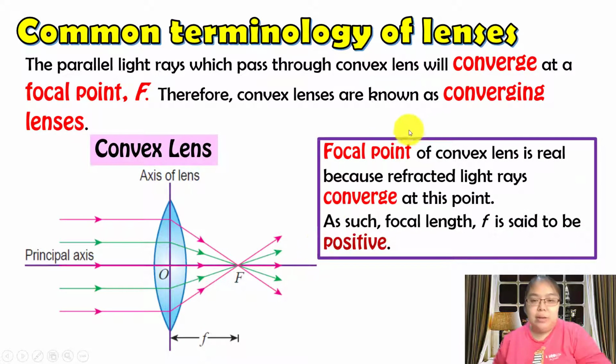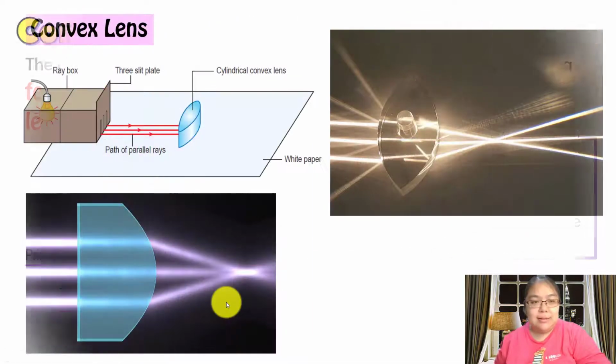Okay, now we explain. The focal point of the convex lens is real, because the refracted light rays will converge at this point. So this point is a real point that we can capture on a screen. As such, the focal length, the small f, is a positive focal length, because you can focus the image. So we take this small f as a positive length. That's why later we can see the image here.